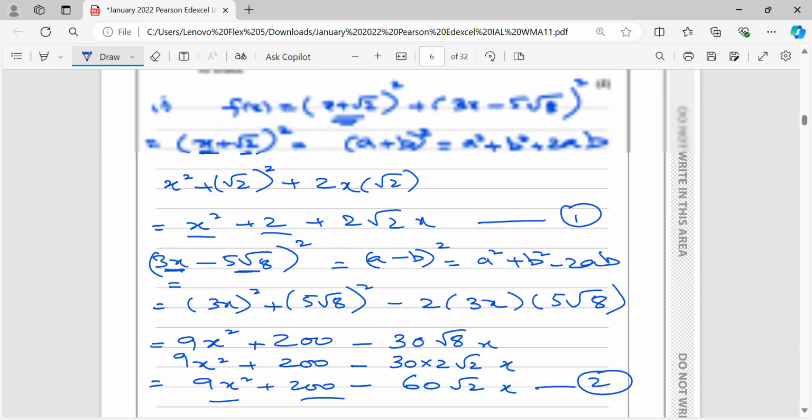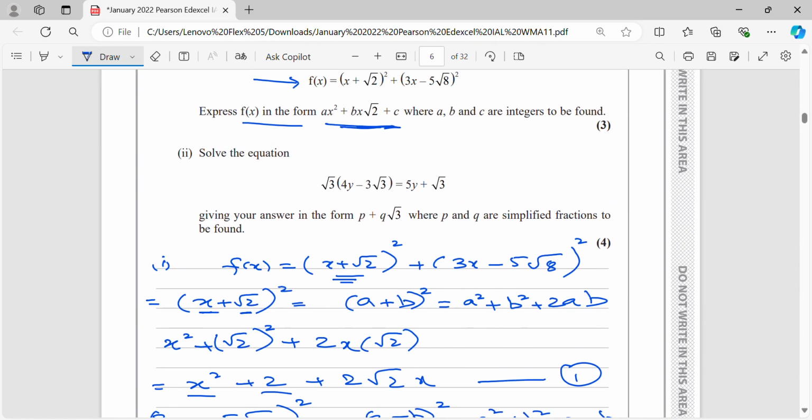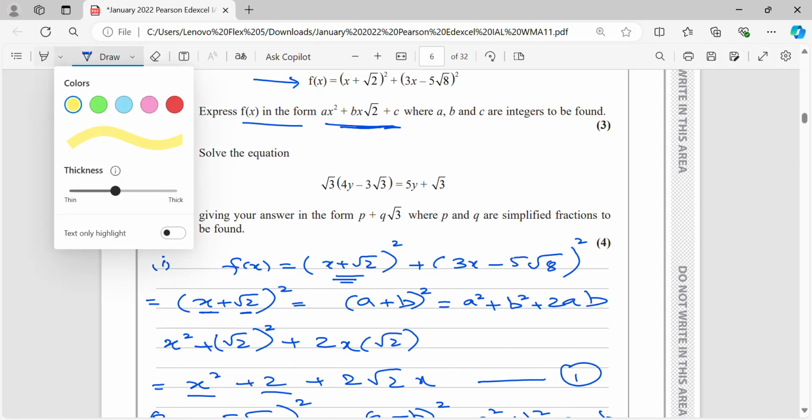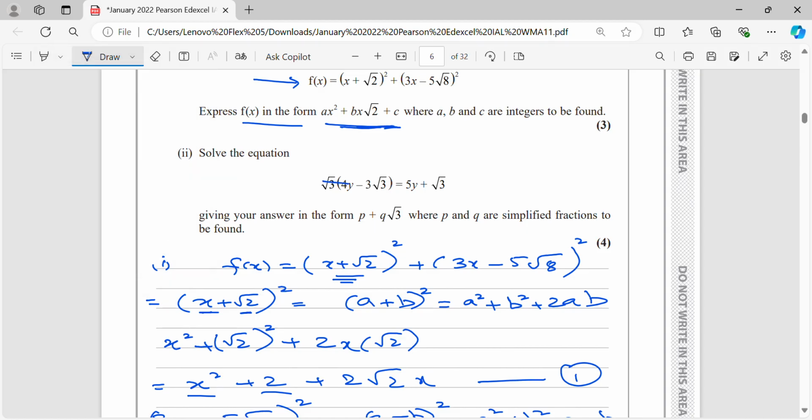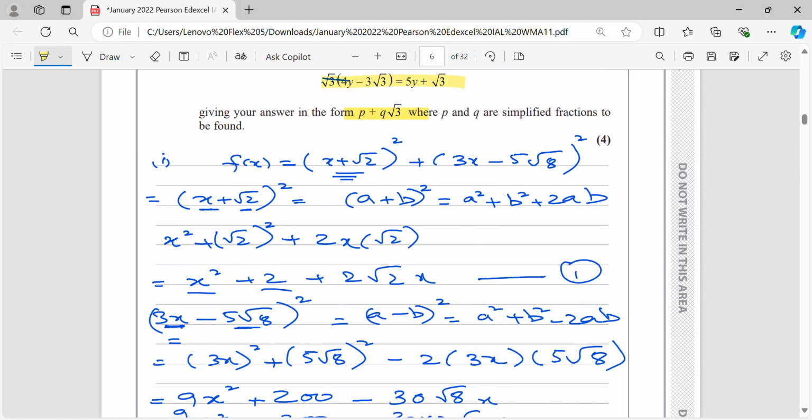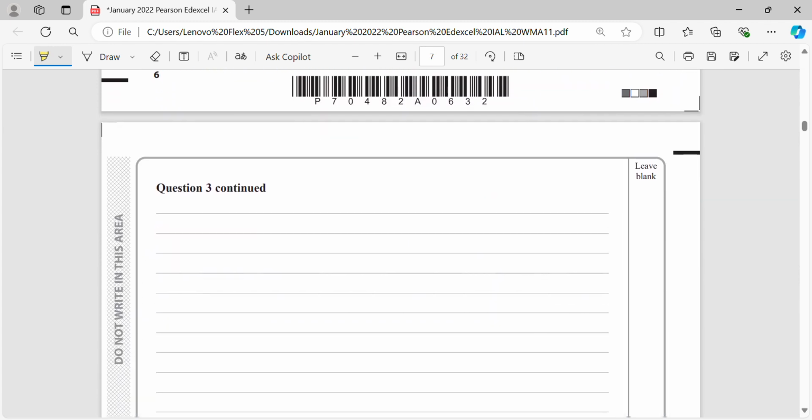This was the first part, and in the second part it says solve root 3 into (4y minus 3 root 3) equals 5y plus root 3, in the form of p plus q root 3. Okay, so in the second part, first let's copy the question, then we'll discuss how to do it. Let's copy down the question. Question is root 3 into (4y minus 3 root 3) equals to 5y plus root 3.